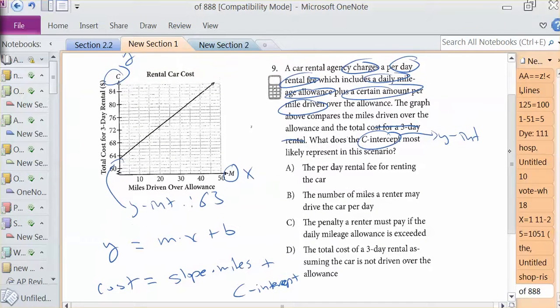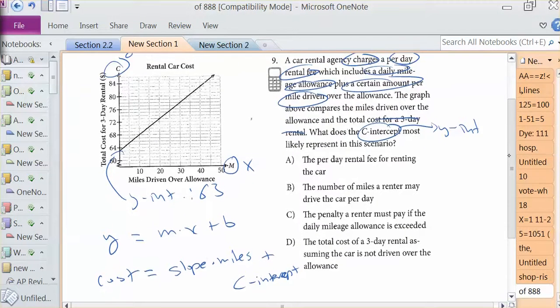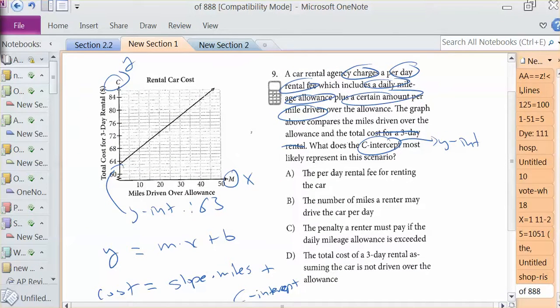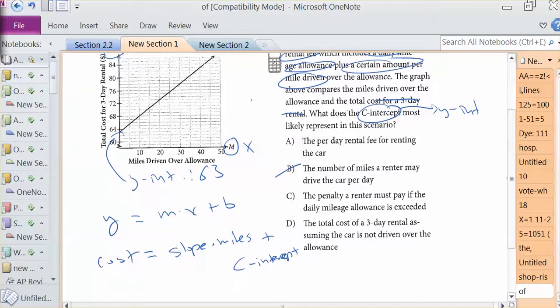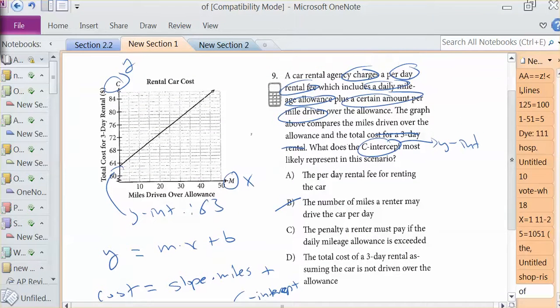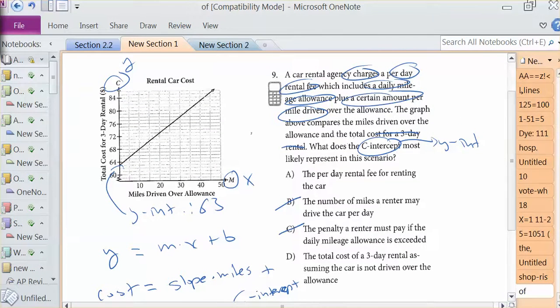So the c-intercept basically tells us how much a car is going to cost if we don't drive any miles. So it's going to essentially be part of the per day rental fee, the daily mileage allowance. So it's not the miles driven. It's not the total cost. And it's not to be a penalty, that's just really weird and bizarre.